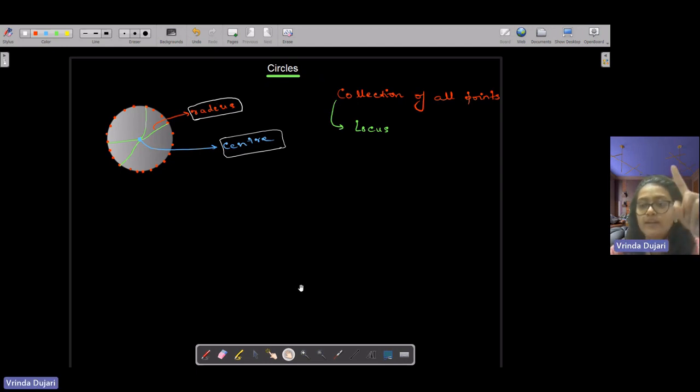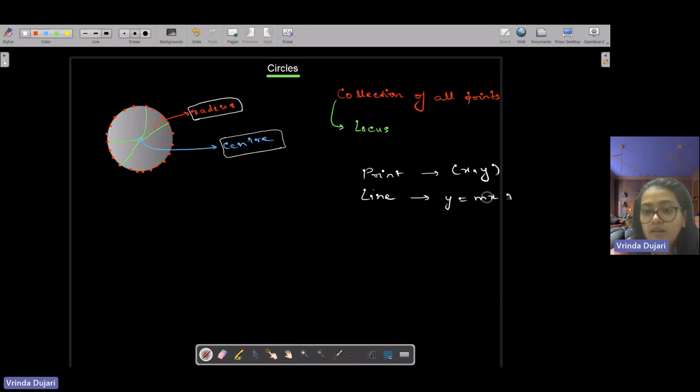Now, see, every figure, every small thing, even a point, a line, and a complex number, everything can be represented on the coordinate plane. So far we have done that. We can represent a point on the coordinate plane. A point has coordinates x, y. A line is in the form of y equals mx plus b, right? So a line can be fixed if you know its slope and the y-intercept.